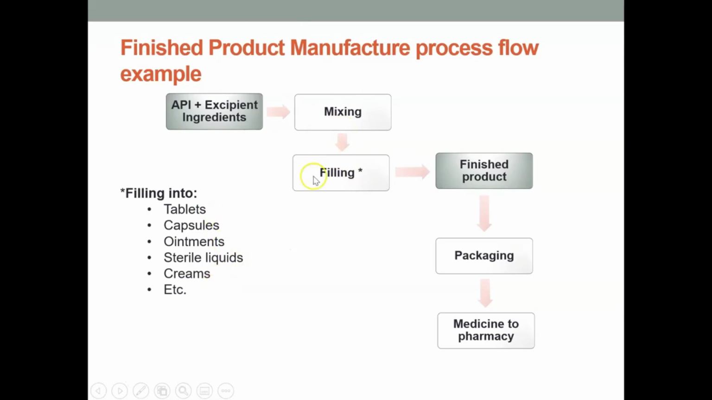So that's your filling process, depending on what form your finished product is taking. This gives you your finished product. It'll then go to the packaging. Packaging is really an important step in the process because the packaging is the traceability of the batch. It gives the identity, it gives the strength, and it gives the traceability for the batch and where it's come from. The medicine goes then to the distribution centres and ultimately out to the pharmacy and to the end users.